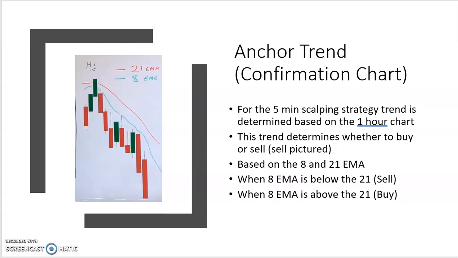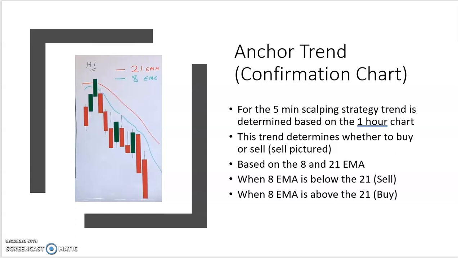So now that we know a little bit about the trading terminology and what an EMA is, we're going to get into the scalping algorithm that we used in our scalping. So the first thing we want to look at is anchor trend. This is the first trend that you're going to analyze when deciding whether or not you're going to buy or sell. So this is just like a confirmation chart.